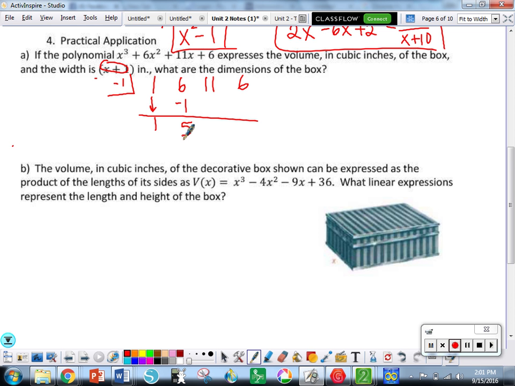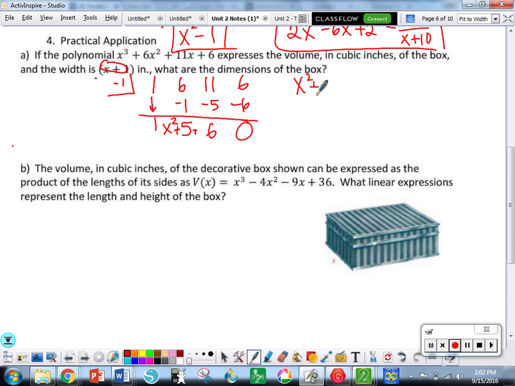Multiply. Now, it told us that this was a factor, right? It told us that it went into it nicely. So if I don't get 0 right here, then I probably messed up somewhere. It told us that it should work perfectly. So -5, add, you get 6, -6. Okay, so what does this mean?